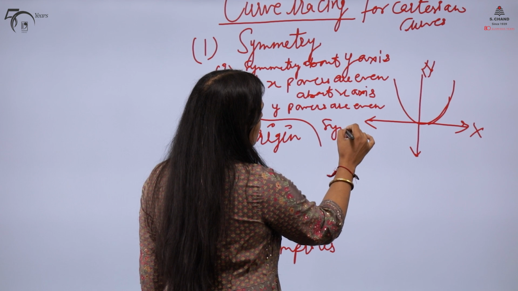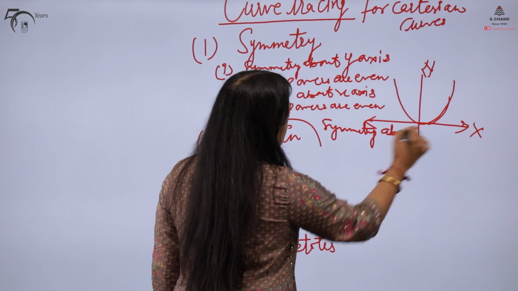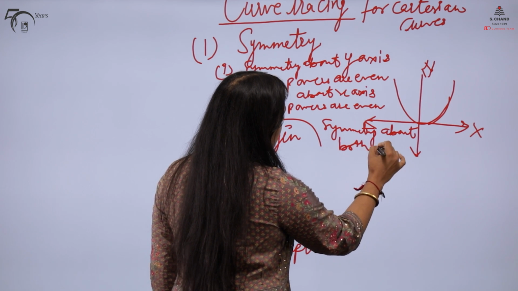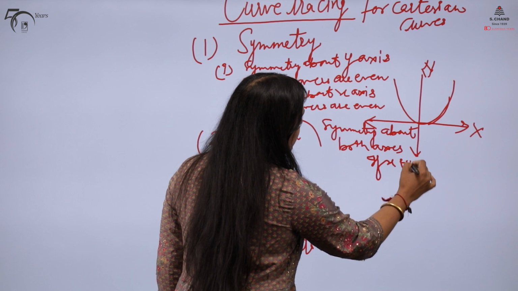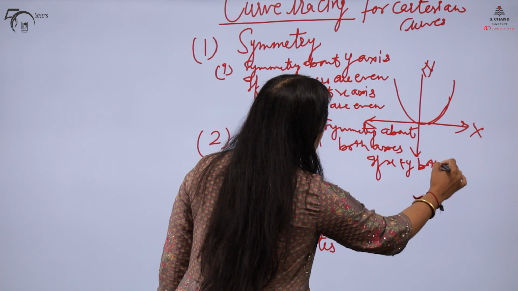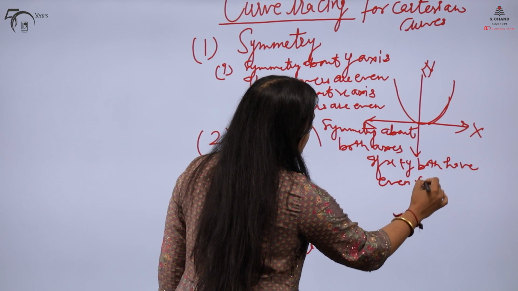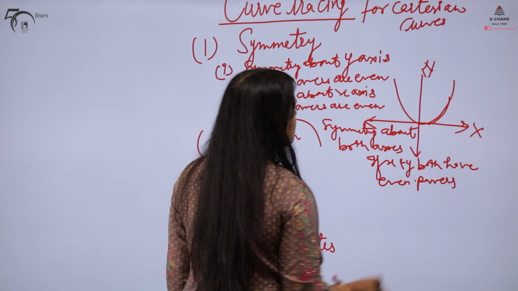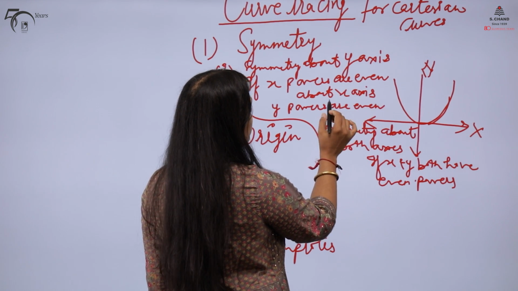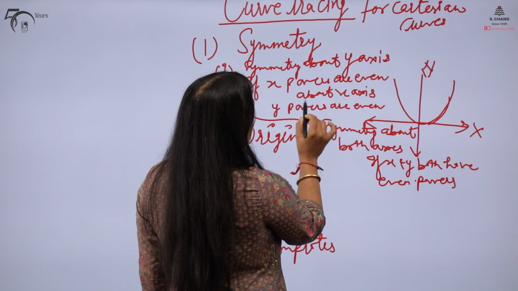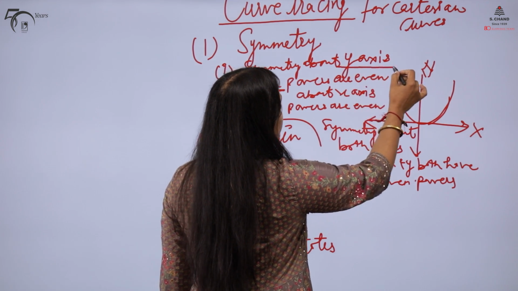Symmetry about both axes if x and y both have even powers. What do these even powers mean? I am giving one example so that you get a better idea. If the powers of x are even, then symmetry about the y-axis.